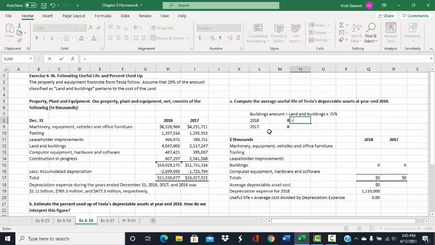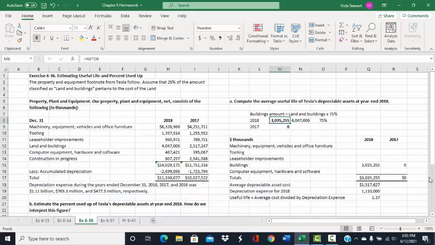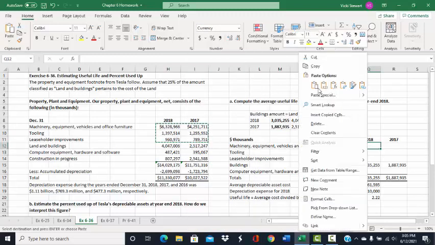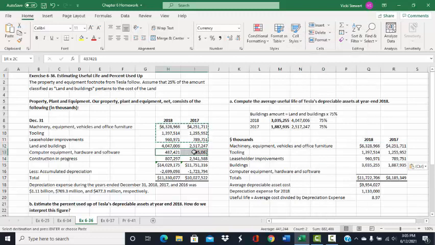So the first thing we want to do is determine the amount of the land and buildings that's attributable to the buildings. So if 25% is land, then if we multiply the amount by 75%, we'll get the amount of the buildings. And the same thing for 2017. If we take the total amount and multiply it by 75%, we'll get the amount of land and buildings that is just buildings. Then we're just going to copy the information from the footnote for the other items that are depreciable.